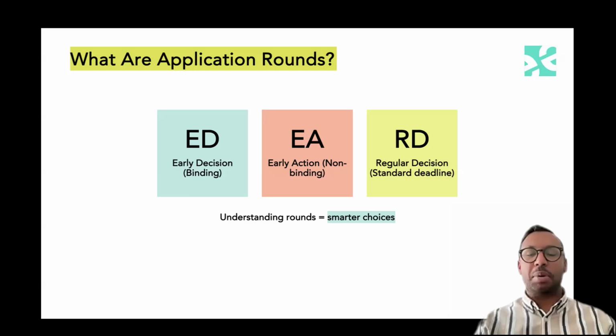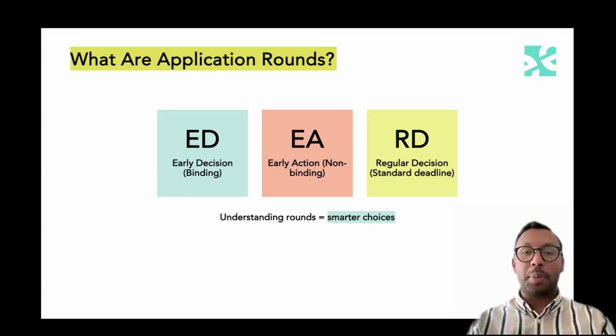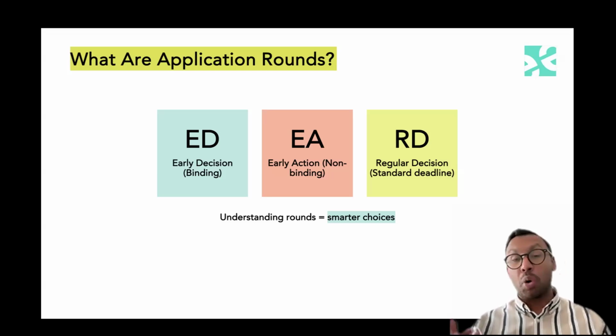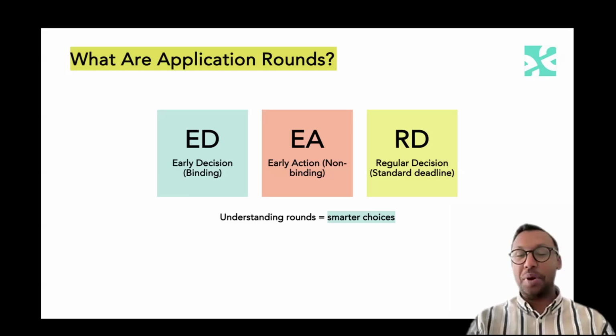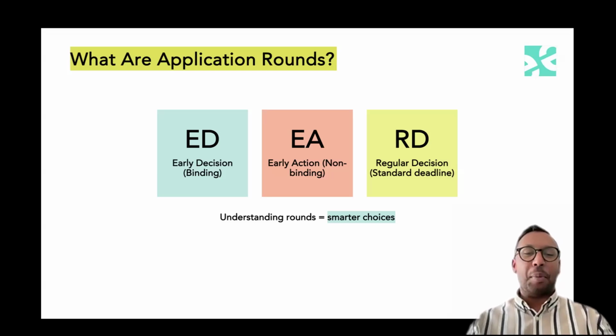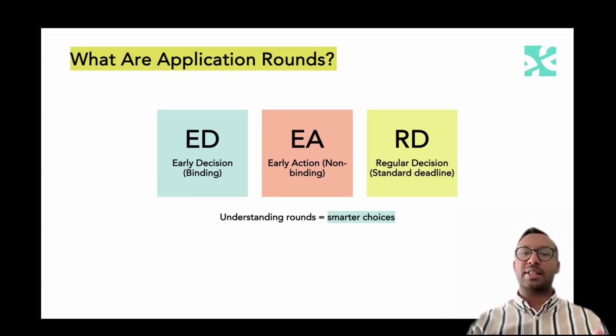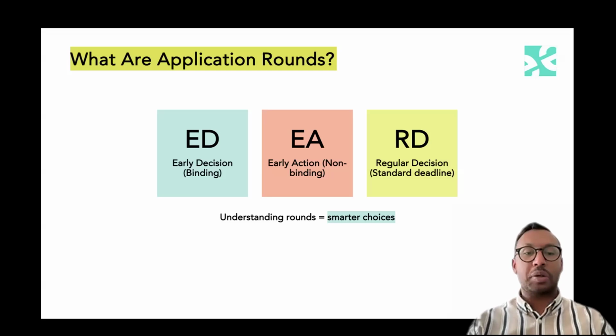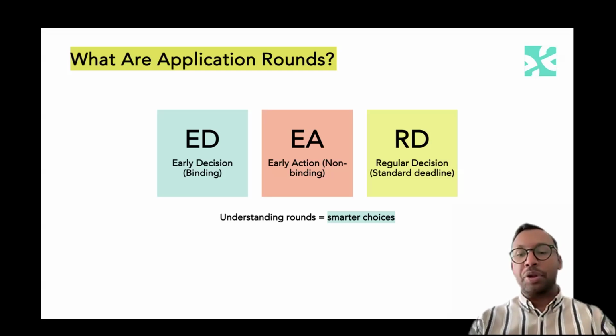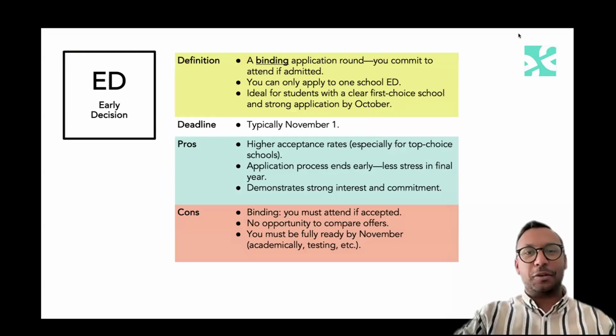Something to just keep in mind is that there are some other options, as I mentioned previously, restricted early action. And in addition to that, there's also rolling admission. Rolling admission means that once the application opens, students can apply at various intervals, and they will receive the outcome of the application at various intervals as well. Whereas for some of these application rounds, it's a little bit more structured, and we'll go into the detail.